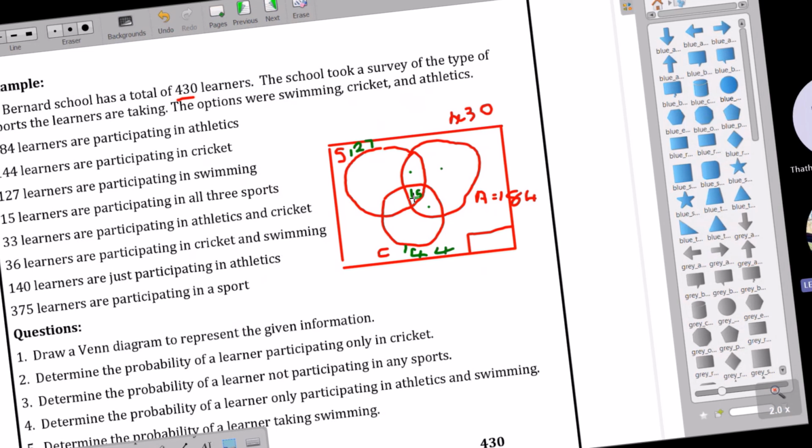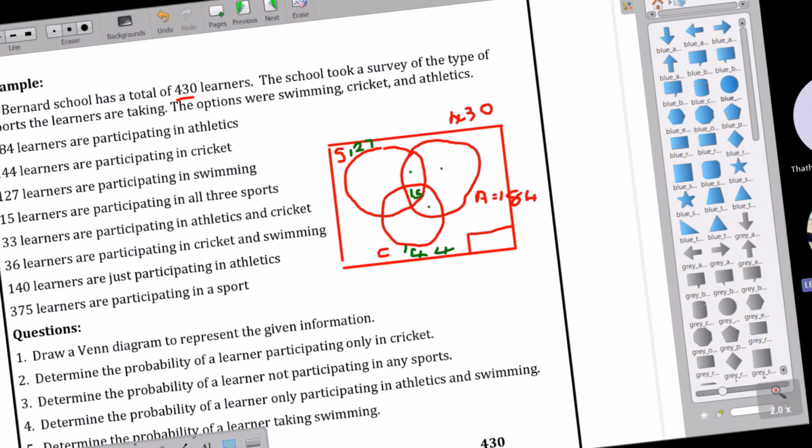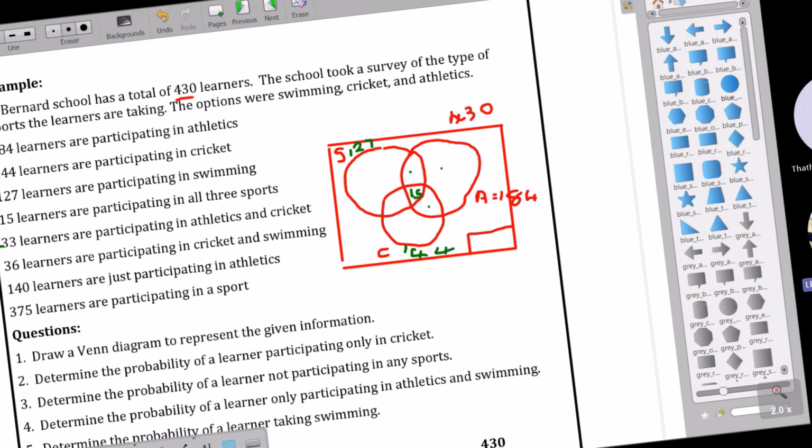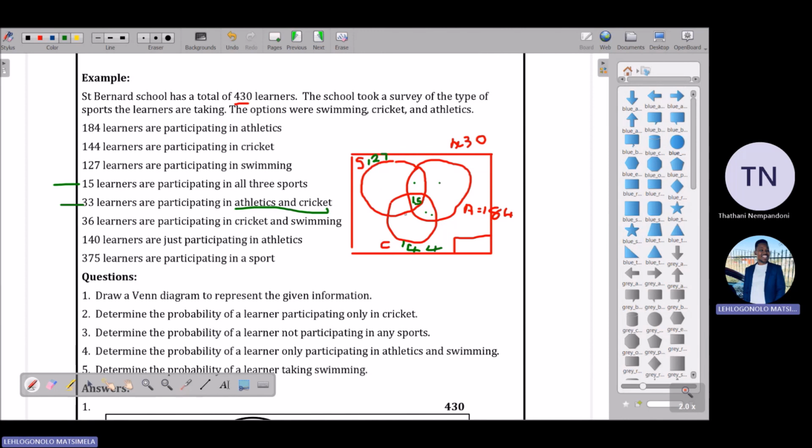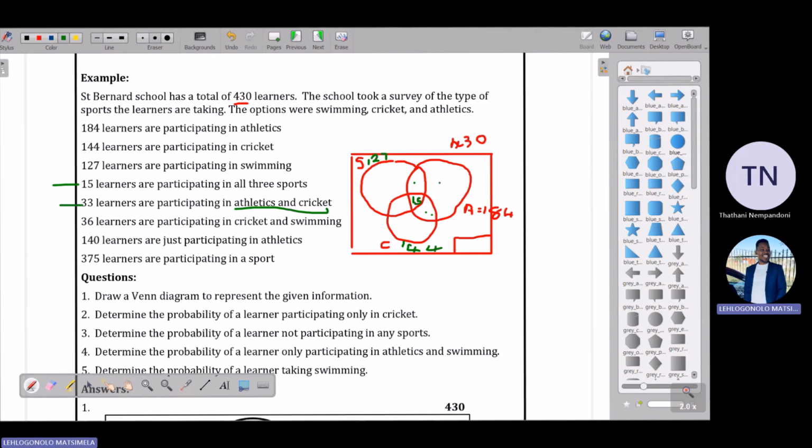Okay, if I'm having 15 here, then let's go to the next statement. Remember, I was on this statement; the next statement, I'm here. 33 learners are participating in athletics and cricket. So which means this part of 15, this 15 is still part of those who are doing athletics and cricket. Am I clear?